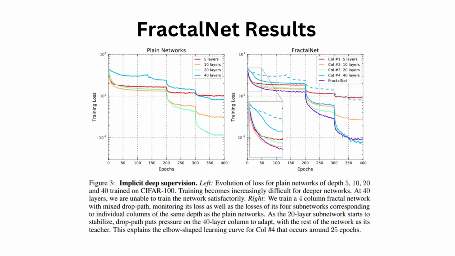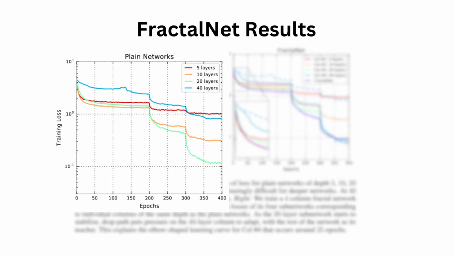If we look at the results in more detail, on the left we have the plain networks, so VGG type of network. After 20 layers, there is a diminishing return training the network, with the error rate of the 40 layer network being much higher than even the 10 layer network. That, what we see with the blue thing, is the degradation problem that ResNet sought to fix.